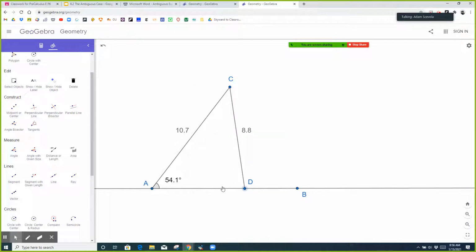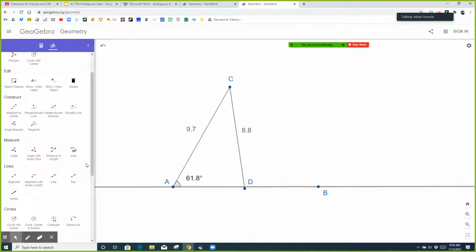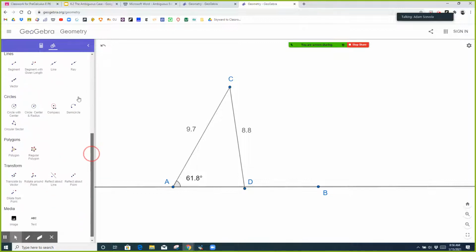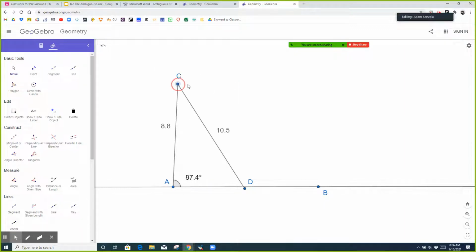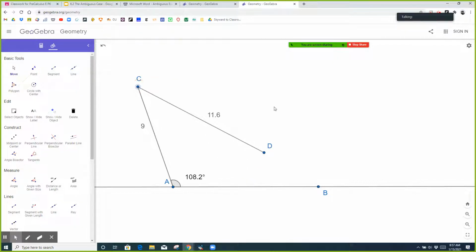Make sure the arrow tool is selected. Right now the arrow tool is selected because you don't see it there. But let's say I selected point. Now the arrow tool appears, or also at the top of the screen, you'll see move. I want the arrow tool selected. The first case we want to look at is when the given angle is obtuse. So I'm going to adjust point C so that this angle right here is obtuse. Mine's going to be 108. It doesn't matter what yours is, as long as it's between 90 and 180. So that's the first case we're going to look at. The given angle is obtuse.